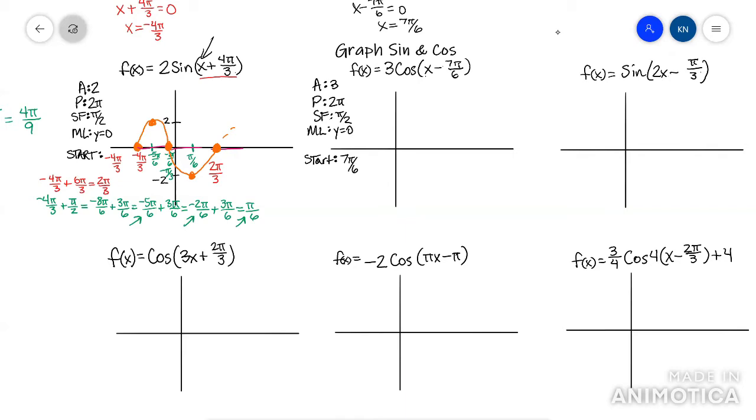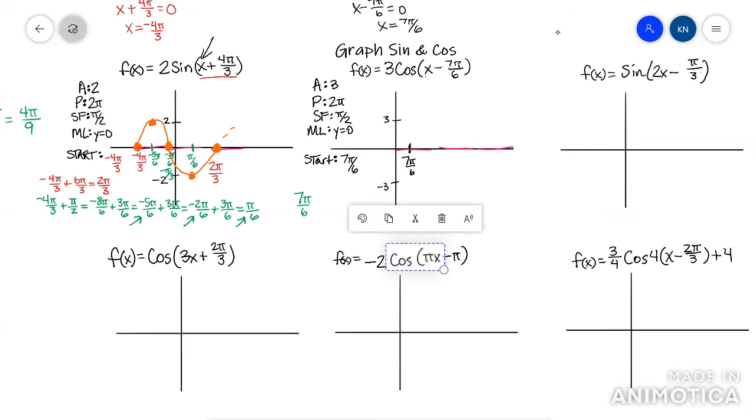So here's what this one would look like. I'm going to have a start at 7 pi over 6. I'm going to have a midline of y equals 0. I'm going to have an amplitude of 3. So it's going to go up 3, down 3. Now I got to go get my end location and my scale factor. So I take my start of 7 pi over 6. I'm just going to go and get all the midlines right now, because if you get all the midlines, you'll get the end location as well.